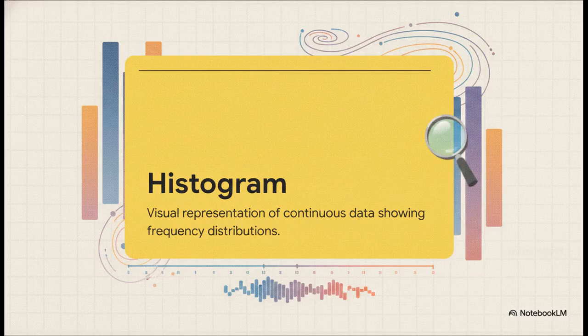So what's the big difference? Well, a histogram visually represents a frequency distribution of continuous data. Instead of separate categories like apples and oranges, a histogram maps out a continuous flow. Think of age ranges from 0 to 100 or a full spectrum of income levels. It elegantly maps out exactly how frequently those continuous values pop up within your dataset.